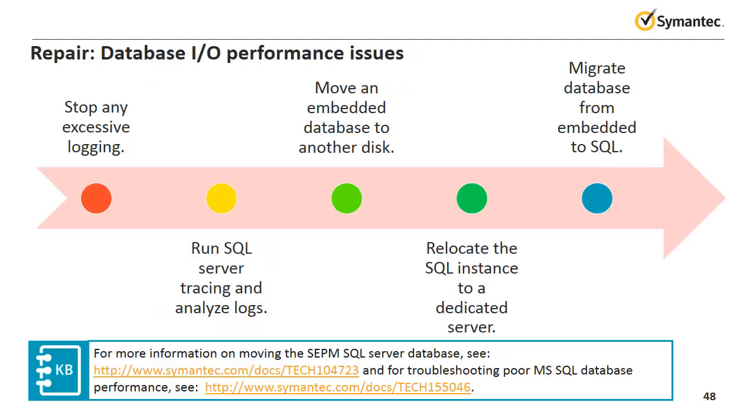Poor database performance can have multiple causes. One potential cause on large sites is when the SEP client firewall policies have excessive logging enabled. If you need to identify the source of the issue, run an SQL Server trace and analyze the logs. For issues with high disk I/O or low disk space, move the embedded database to a different drive. Or if your SQL Server is on the same server as the SEPM, moving it to an SQL instance on a dedicated server can help significantly.